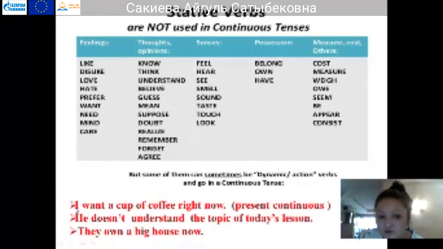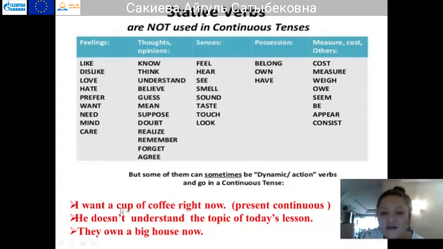If it's present continuous, we would say, I am wanting a cup of coffee, but is it correct? Yes, Ayjan, we use the structure of present simple. Because of what? Why we use the structure of present simple? Because in spite of having the word now. Why? Because of the stative verb. Remember, I have just told that stative verbs we cannot use, you shouldn't or mustn't use with ing ending. That's why we use I want a cup of coffee right now. Okay, next.